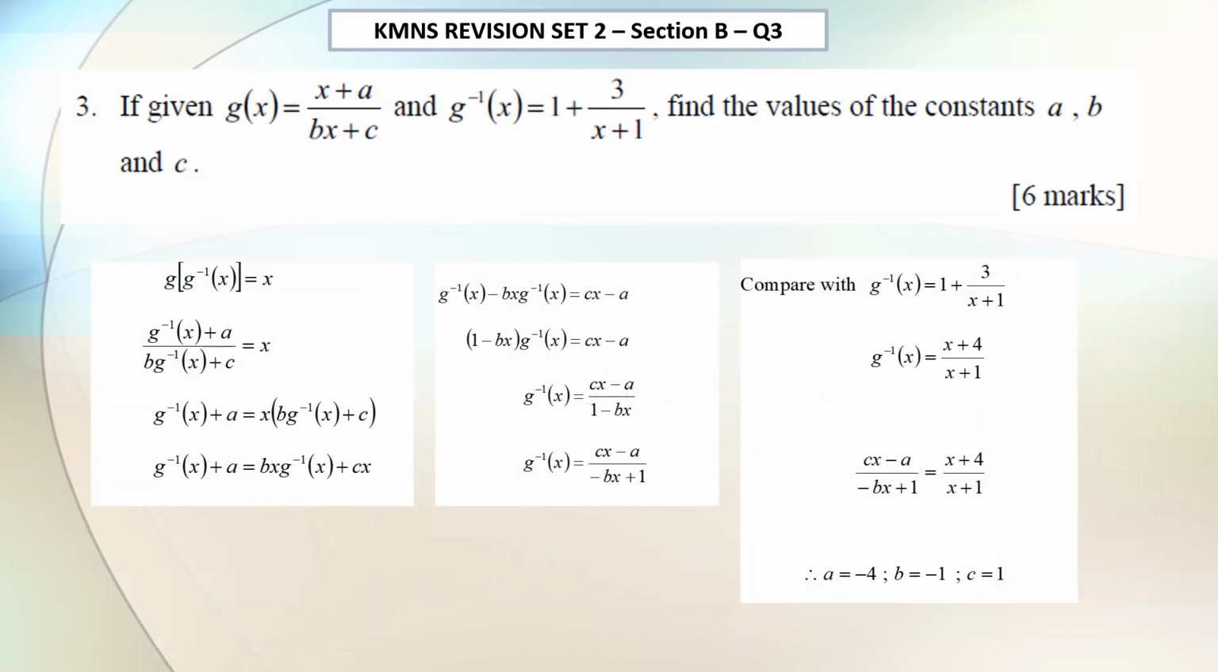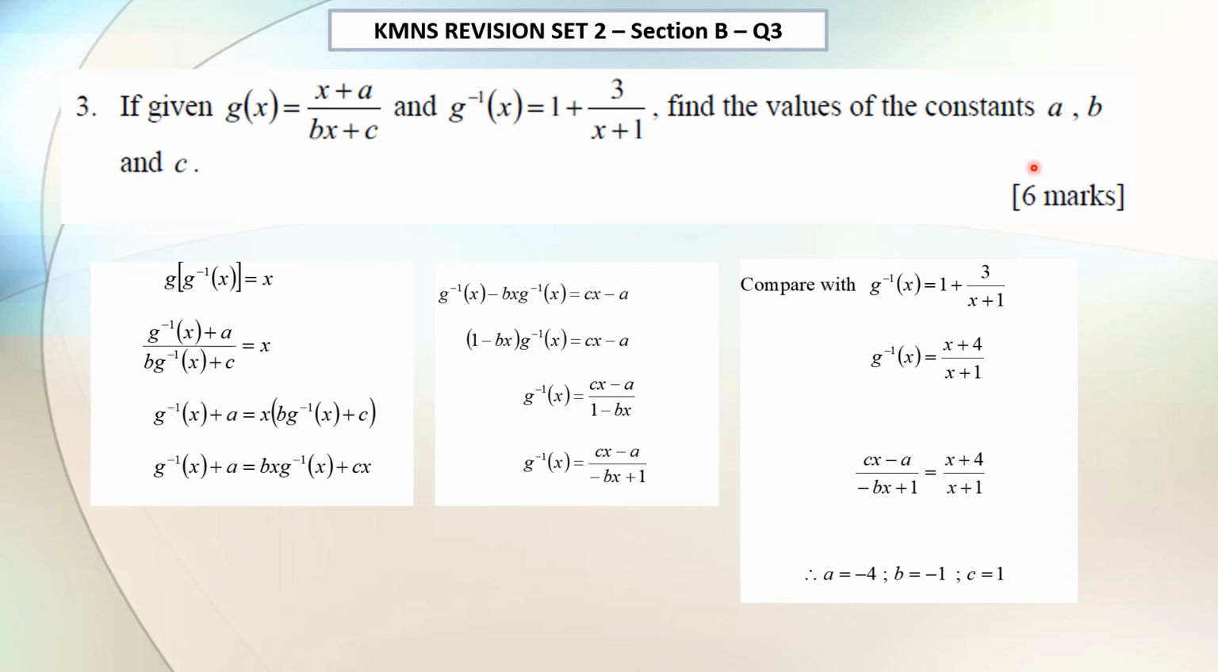Next one, we move on to set 2, question 3, section B. It's given to you g(x) and g inverse, and it asks you to find the constants a, b, and c. So this is an unusual question because usually it asks you to find the inverse. But then this question gives you the inverse already, but then it asks you to find the unknowns inside the function.